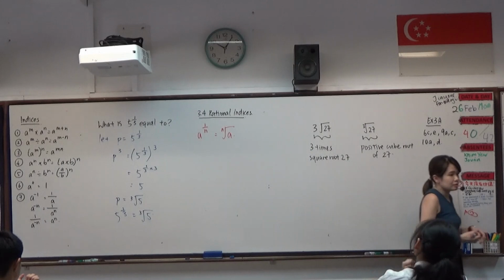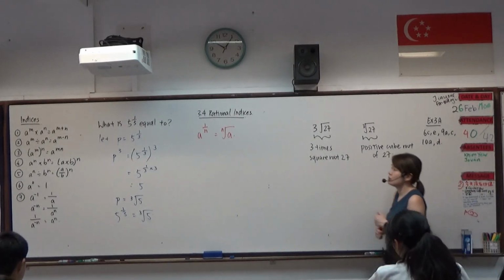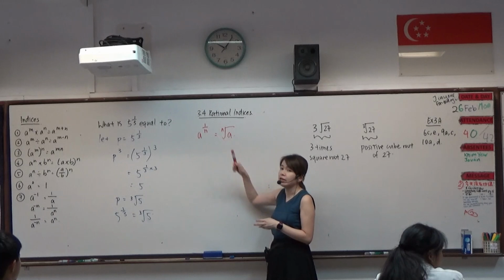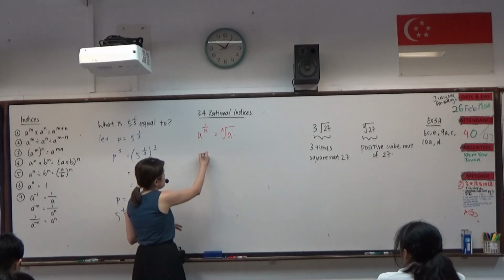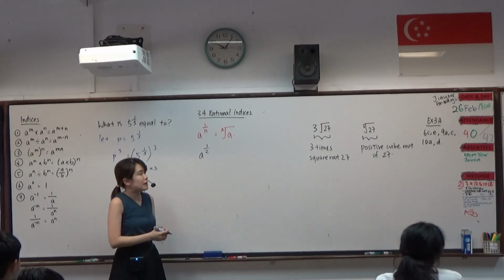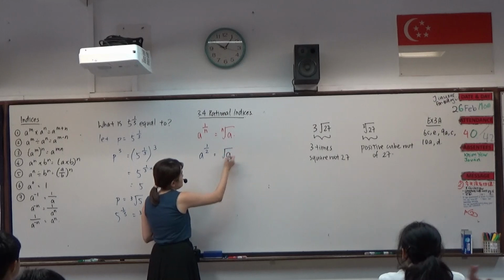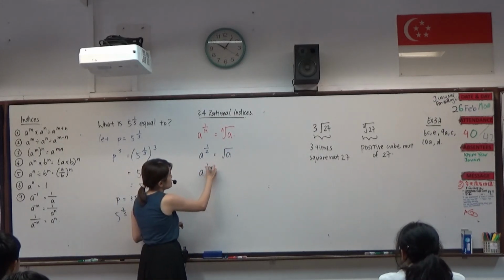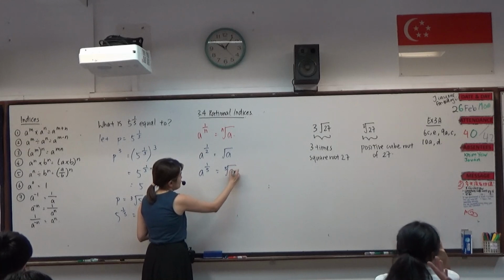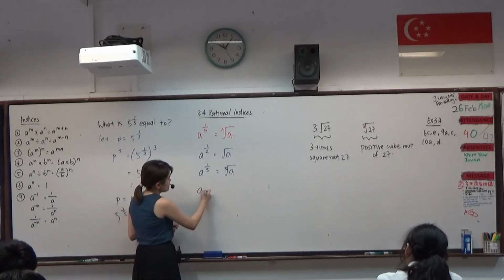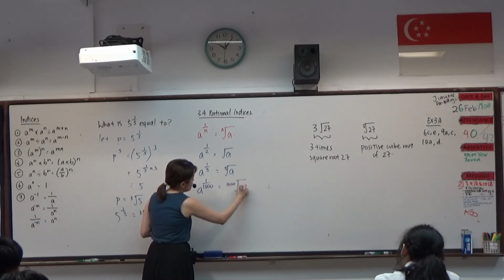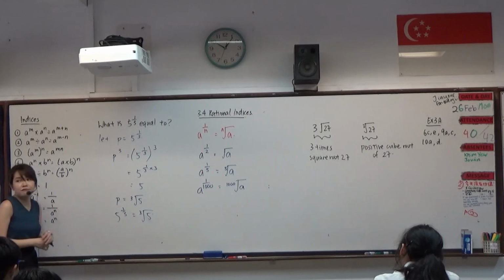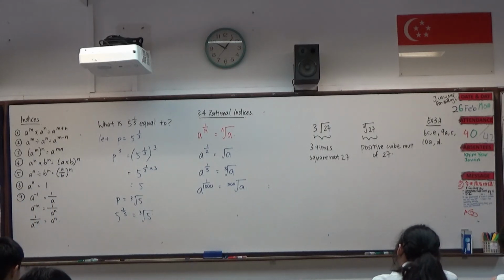Okay, with that, I'm trying to say that when I write a to the power 1 over n, it is the nth root of a. To give a few examples, a to the power half means the square root of a. a to the power 1/3 means the cube root of a. a to the power 1 over 1000 means the 1000th root of a. They are equivalent.